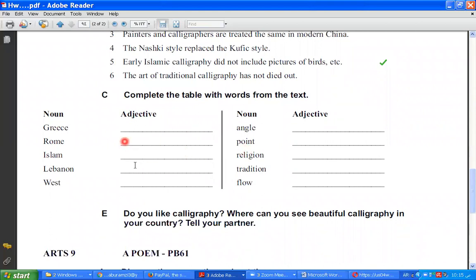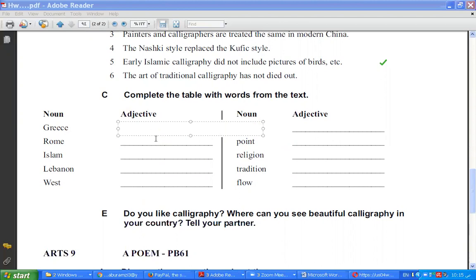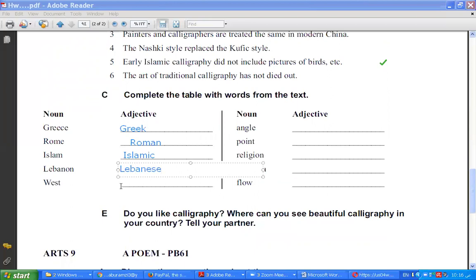The next page. The exam usually comes from this: changing from noun to adjective, or noun to the same. Okay, so here, how can you say Greece, Greek? Greek, yes. Roman. Roman, yes. Islam, Islamic. Great. Lebanon, Lebanese. Great. West, Western.